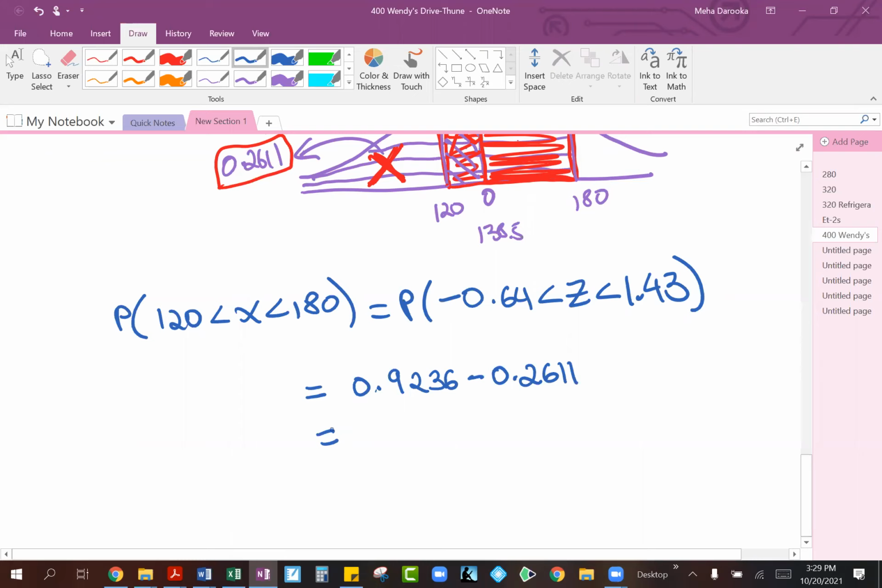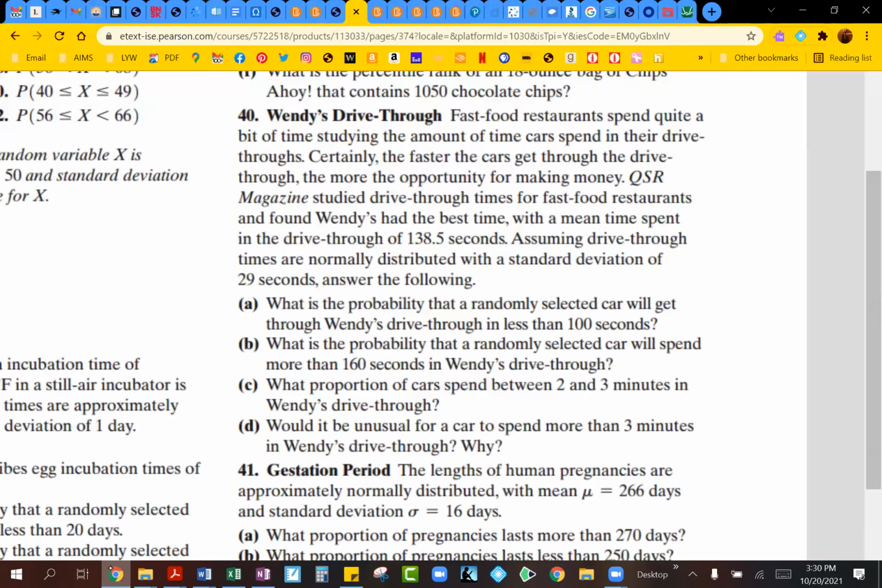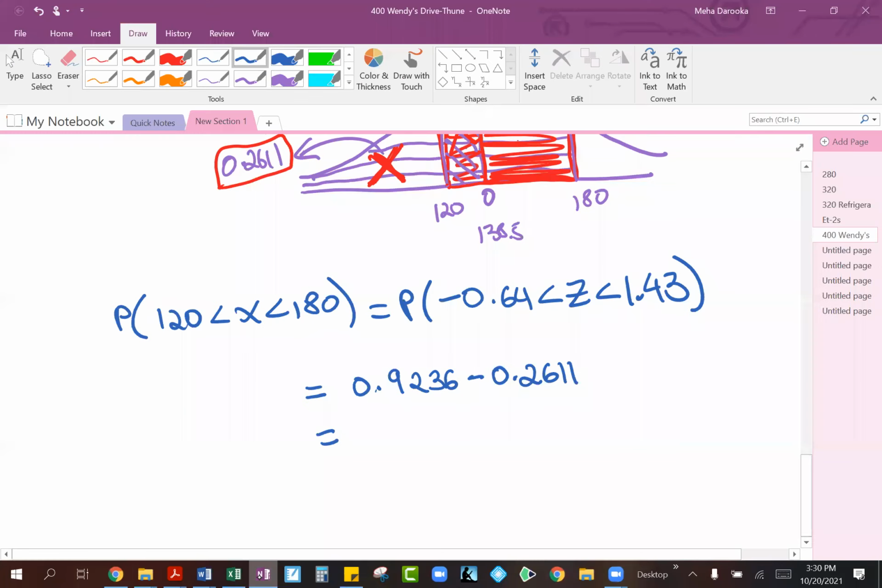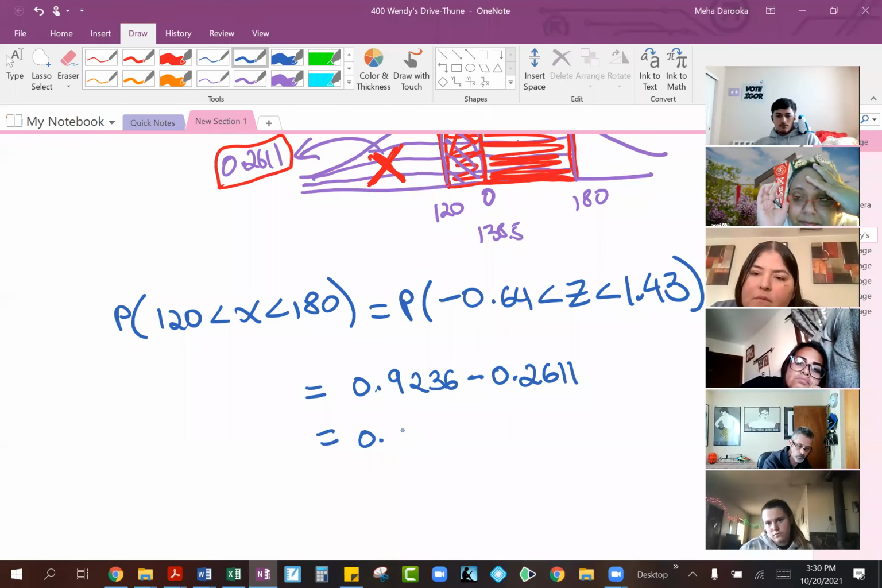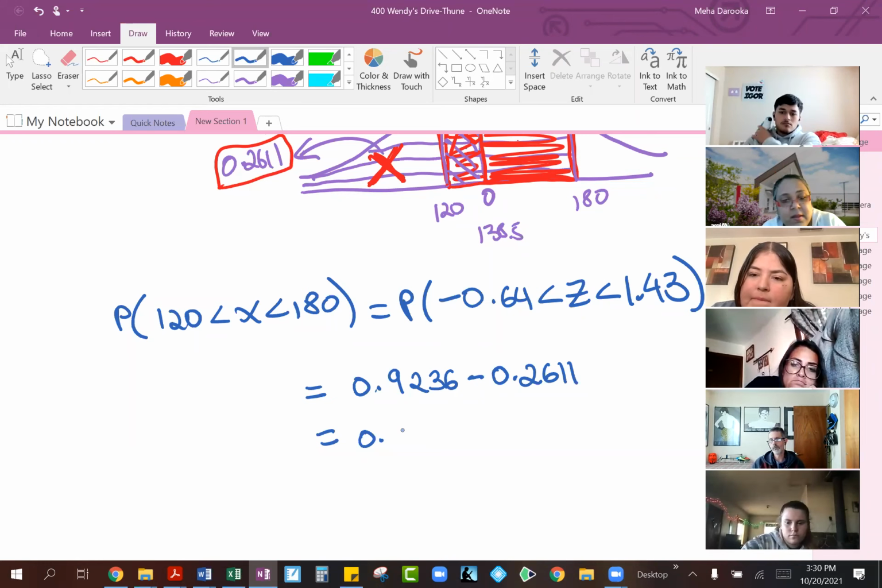Okay, so go ahead and do that subtraction, and then let's see what your final answer for that area comes out to be. And the question was, I think, what proportion of cars will spend between 2 and 3 minutes. So this should again be 0 point something. All right, let's see what your answers are, guys. All righty, perfect.